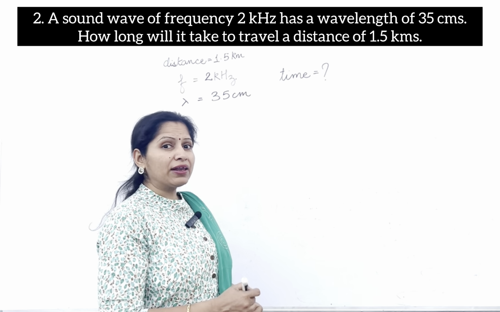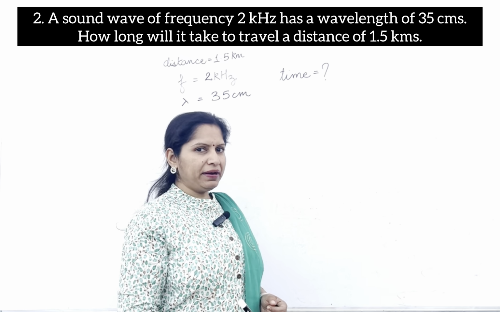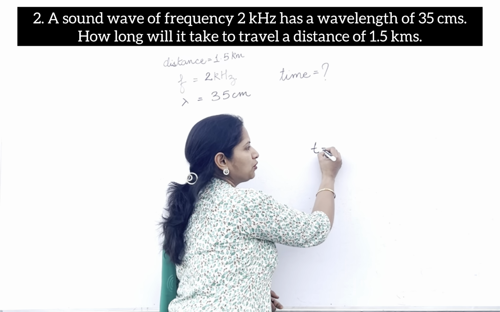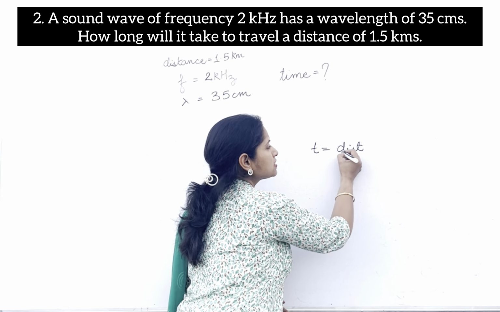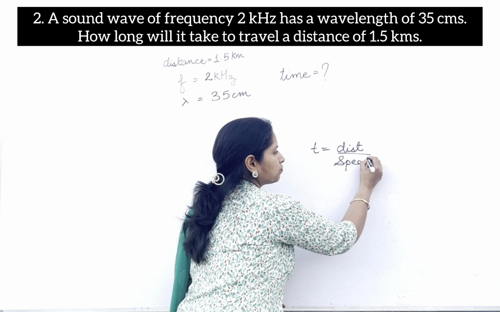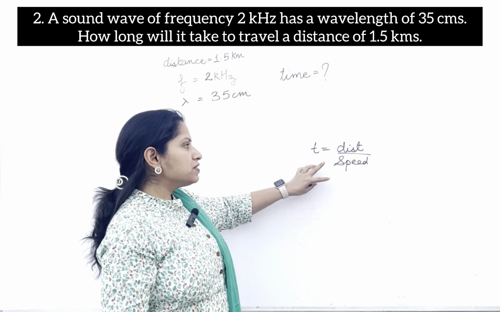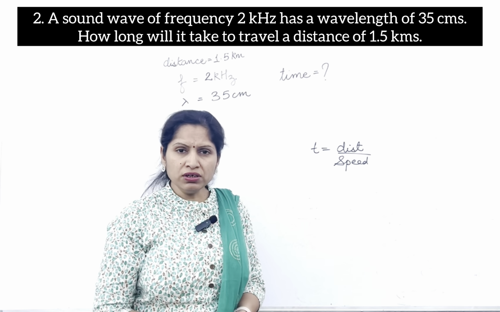So how will you calculate how much time you will be taking? For that you will use the formula that time is equals to distance upon speed. As speed is equals to distance upon time, time is equals to distance upon speed.